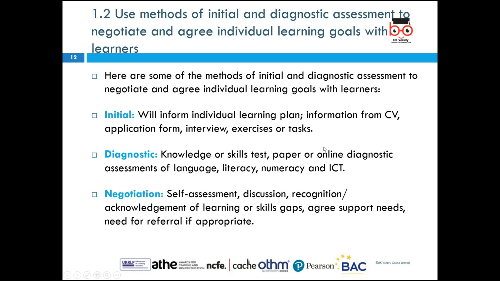So for initial, you're going to look at what is going to inform their individual learning plan. So you could look at something like information from their CV. If I was going to do an individual learning plan with yourself, I'd probably ask you for your CV and look at what your past experiences are, what jobs you've had previously, what education you've had. And look at your application form for when you put your enrollment information in, saying that I want to start this course, because it'll have a bit of information in there.